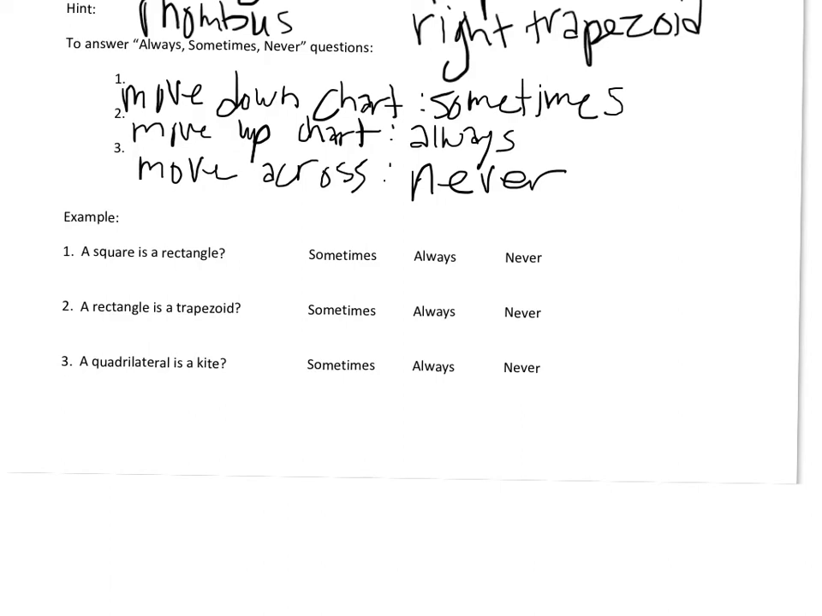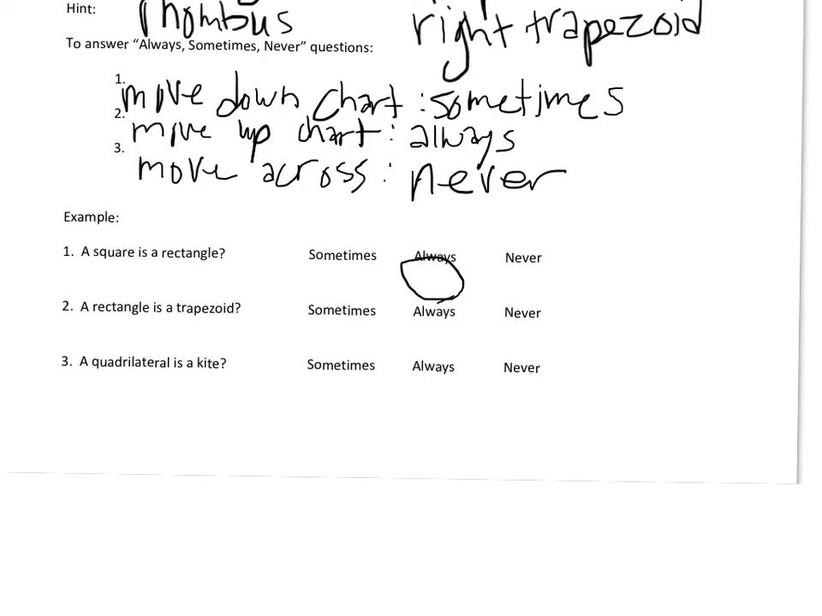Okay, so if you pull out your quadrilateral hierarchy, let's do a couple examples and I'll show you what I mean. So a square is a rectangle. If I'm starting at the bottom of the hierarchy and I move up from a square to a rectangle, I'm moving up. So that means it is always true. And if you think about it logically, a square always has 4 right angles, and that's what a rectangle is. So a square is always a rectangle.